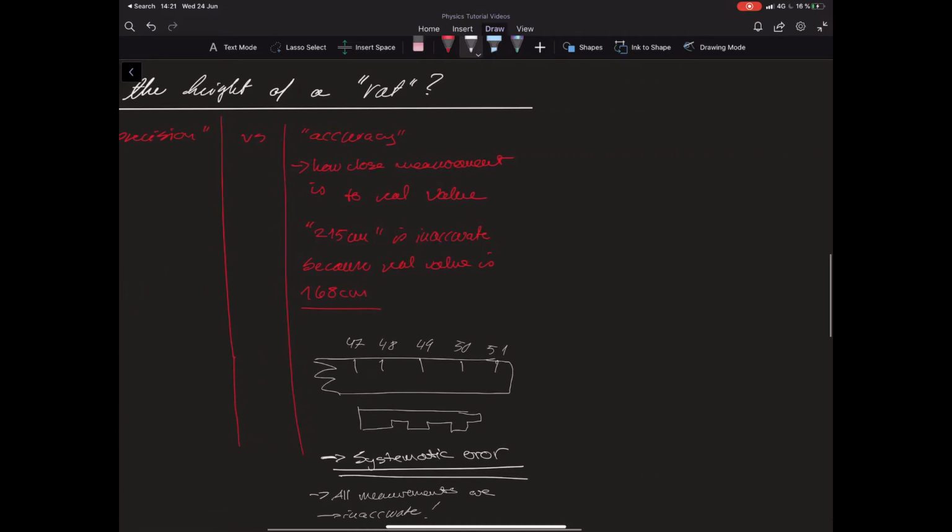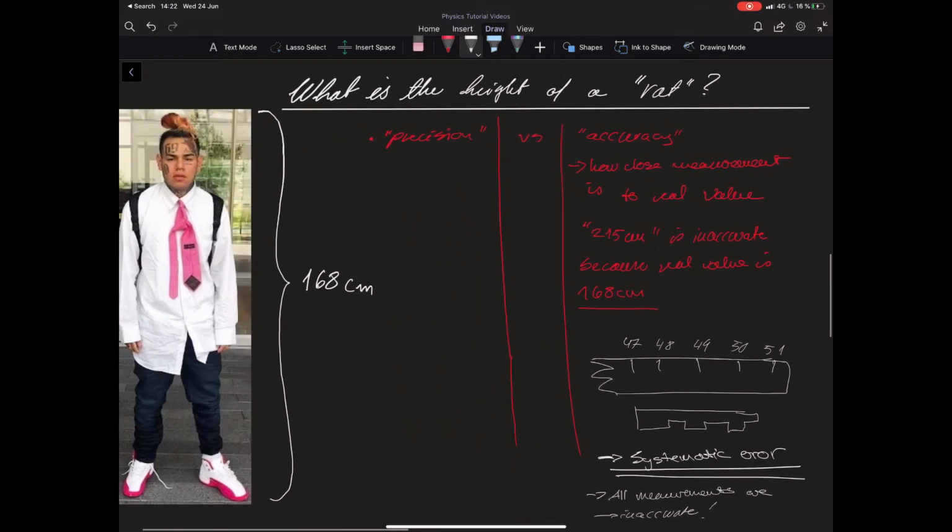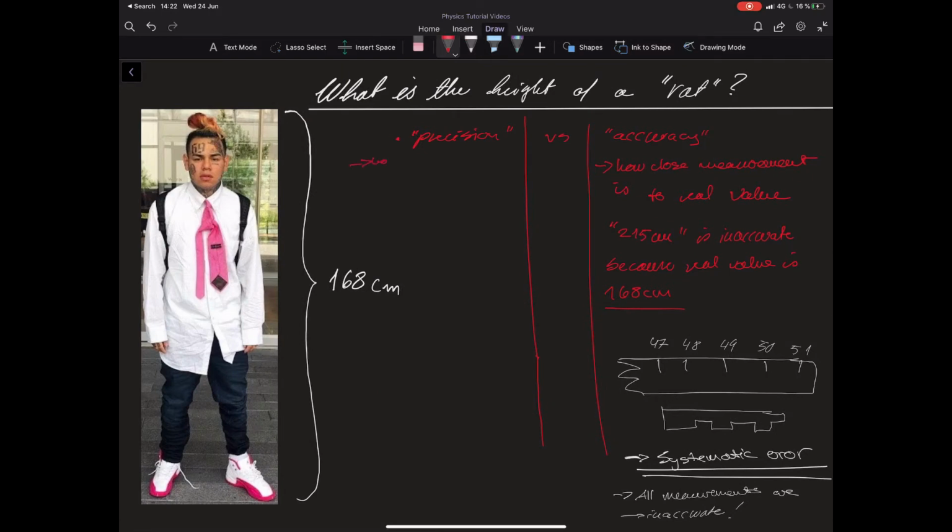Now, accuracy can also be how close the value you've measured is to the actual value. So let's say you measured the height of the rat to be 169 centimeters. You measure that 3 times and all 3 times you got 169 centimeters. Your values would then be accurate, since they are very close to the actual value of 168 centimeters. Precision, on the other hand, is how close all your measured values are to each other.